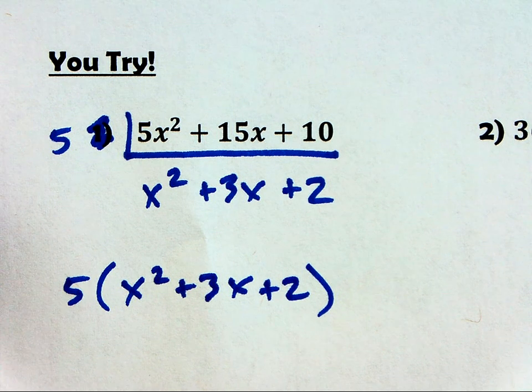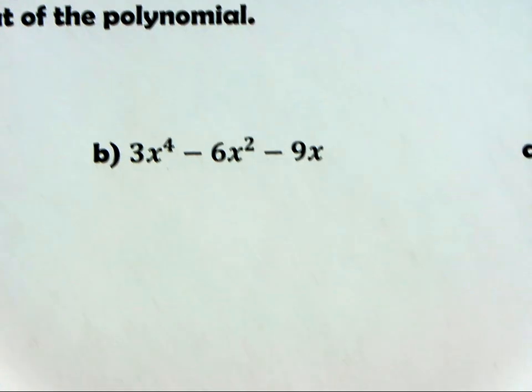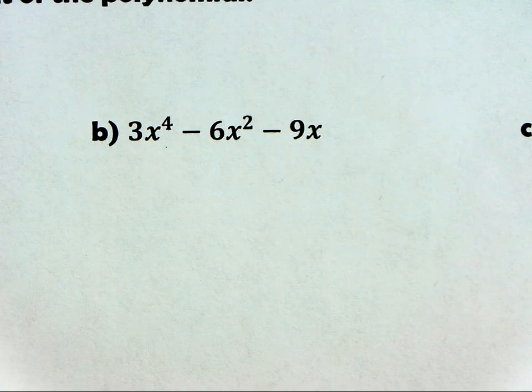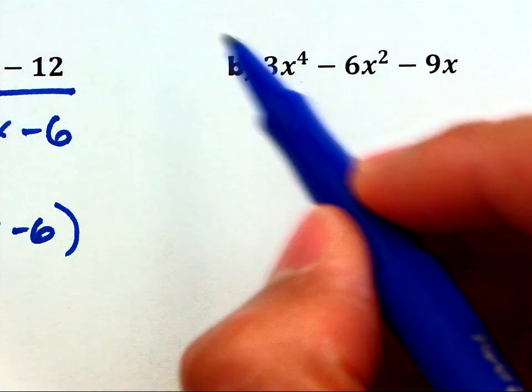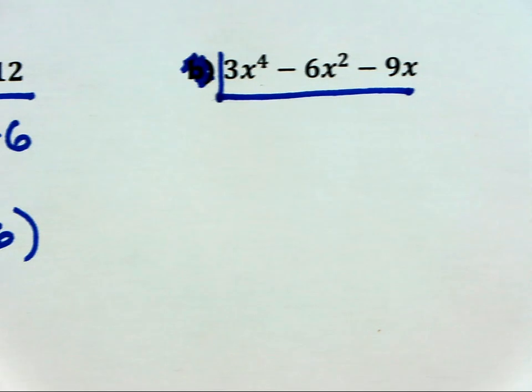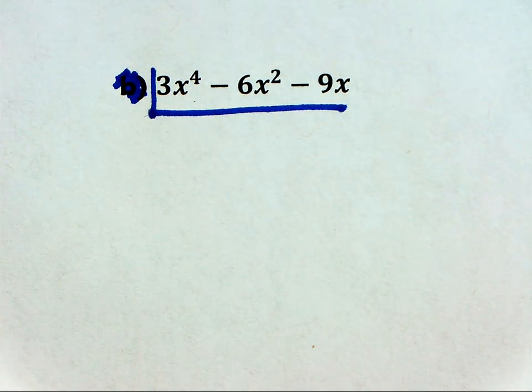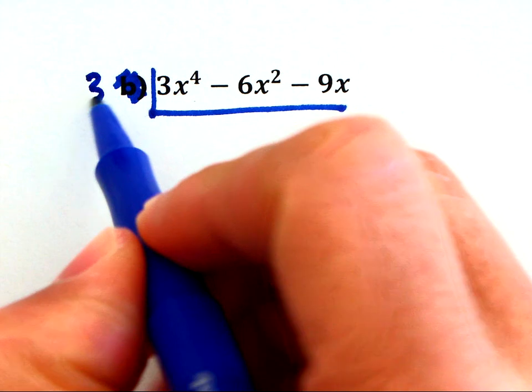Okay, all right. So I hope you got that one right. Let's go look at example 1b. Okay, and so we're going to take the same approach, kind of think of it as long division. The coefficients are 3, 6, and 9, which are all divisible by 3, so we'll start there.